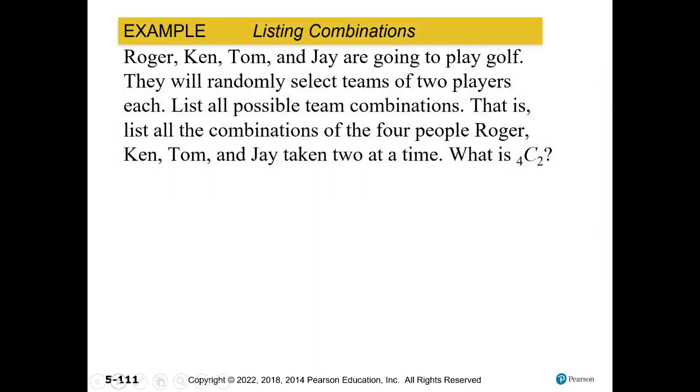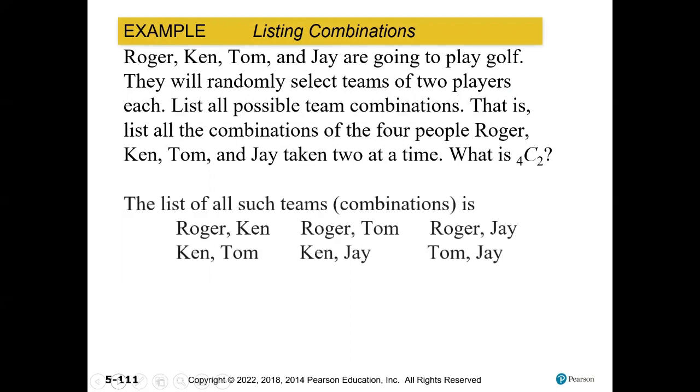Roger, Ken, Tom, and Jay are going to play golf. They will randomly select teams of 2 players. List all possible team combinations. That is, list all of the possibilities. And then we'll see if, hey, we get the same answer. If we pick pairs, Roger with Ken, Roger with Tom, Roger with Jay. Ken with Tom, Ken with Jay, and Tom with Jay. All pairs of 2 chosen from 4 people. Well, let's see. If I do the value of 4C2, guess what? I get 6. This is a way, again, to work with larger things, and rather than listing all of the possibilities, I can use a function to help get the answer.